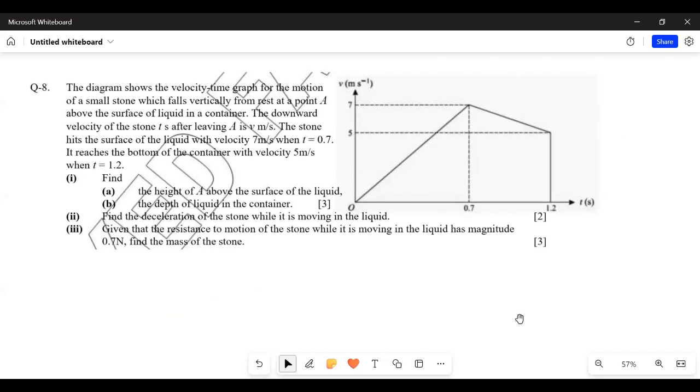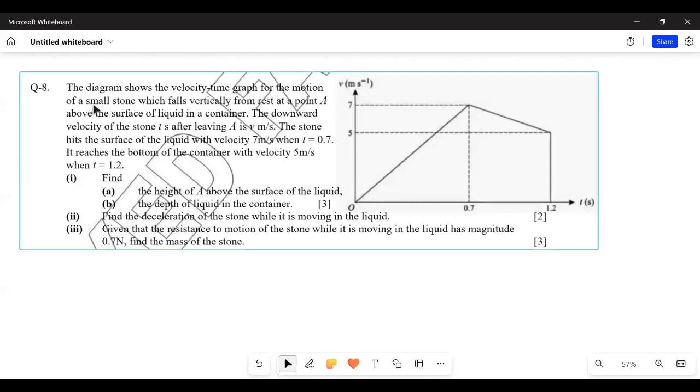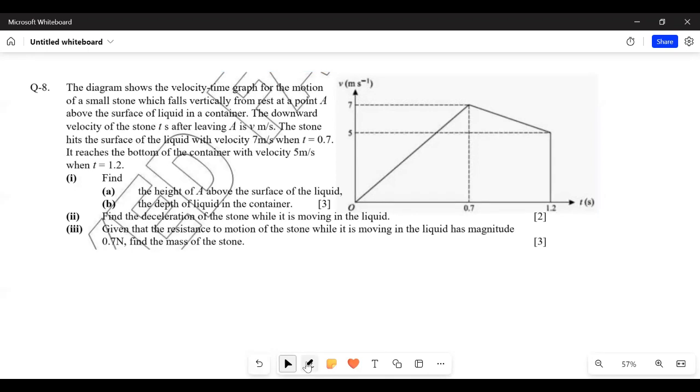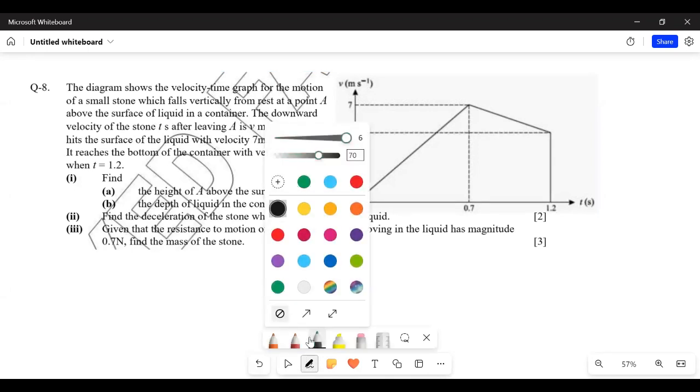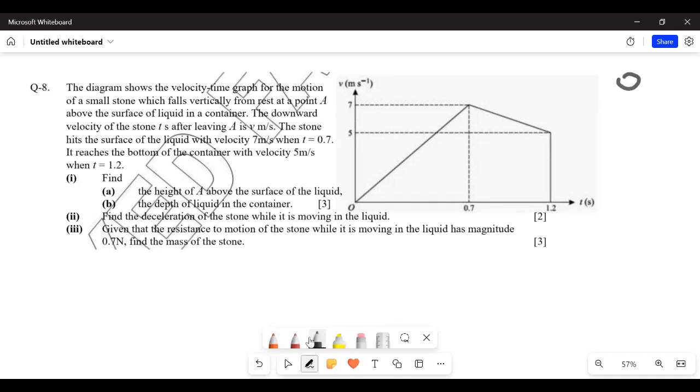Okay. The diagram shows the velocity time graph for the motion of a small stone which falls vertically from rest at a point A above the surface of the liquid in the container. The downward velocity of the stone t seconds after leaving A is v. First let me draw the figure. Okay, so there's a stone and this is some point A. From here it drops and starts going down.